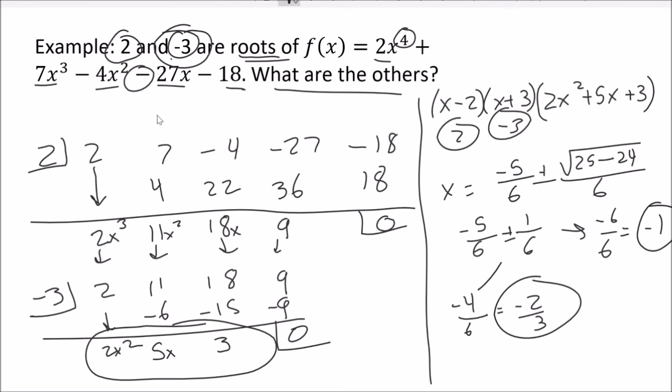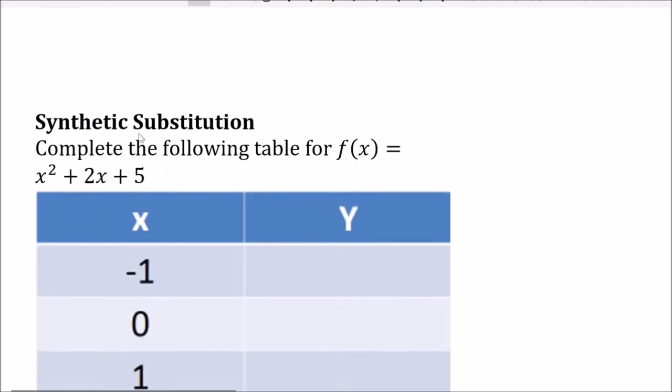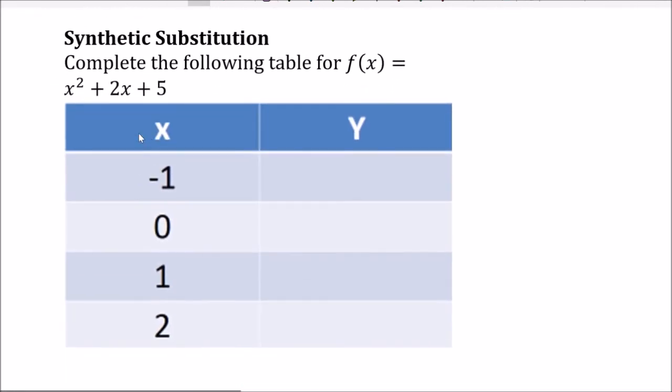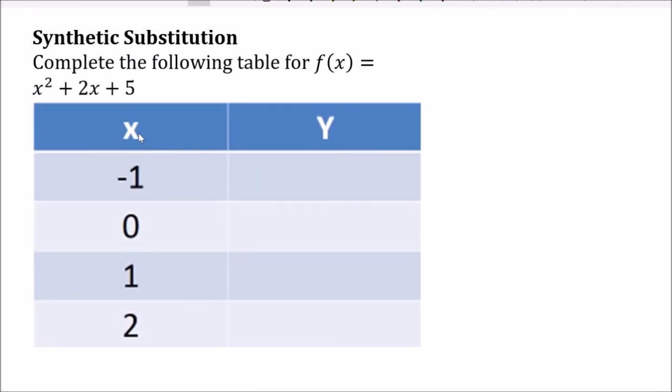So that's pretty much the extent of what we're going to do for today with long division. There is one other thing that this process will allow us to do though, and that's synthetic substitution. So to see what that is, I'd like you to pause for a moment and complete this table for these x values. So plug in a negative 1, plug in a 0, plug in a 1 and a 2, and let's see what you get. I'm going to take a minute and do that as well.